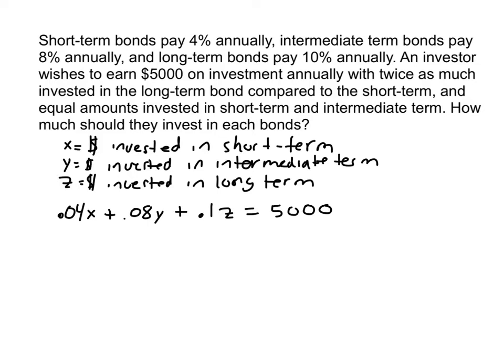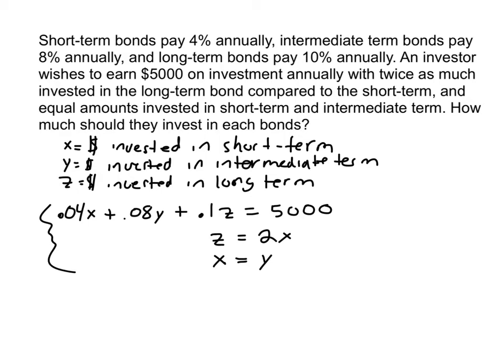Okay, next thing, we want to invest twice as much. It says here, we want to invest twice as much in long term compared to short term. So the amount that you have invested in long term, which is Z, should be 2 times the amount that you invest in short term, 2 times X. And then also we have equal amounts invested in short term and intermediate term, so X then equals Y. This is my system of linear equations.